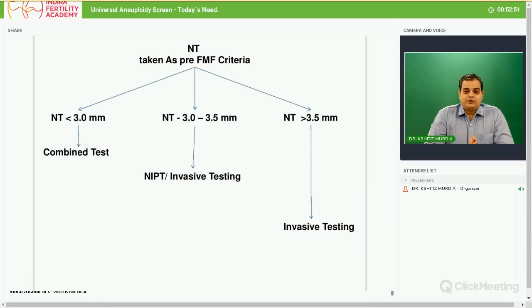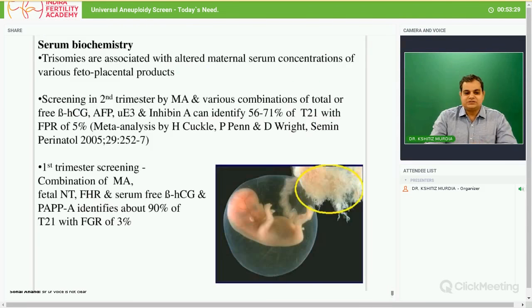So the protocol is: if I have taken the NT as per the FMF criteria, and if the NT is less than 3 mm, we go ahead with the combined test. If the NT falls between 3 to 3.5 mm, I can offer, after counseling, NIPT or invasive testing. If the NT is more than 3.5, we should definitely go for invasive testing, like CVS if you are able to, otherwise amniocentesis. Believe me, if you are skilled in CVS, it carries almost similar risk as amniocentesis.